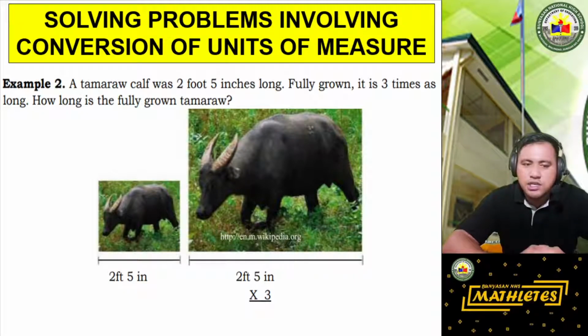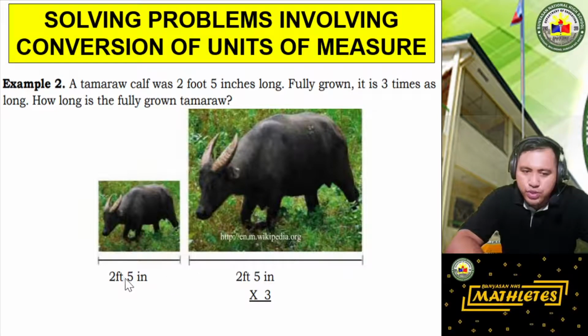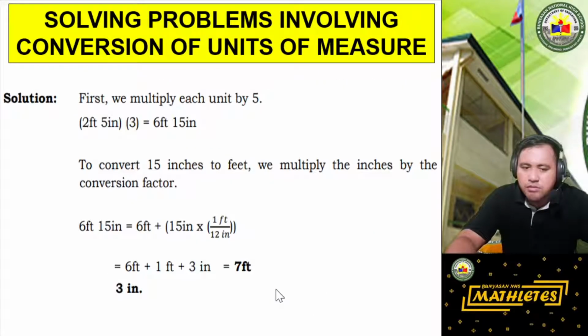Next is example number 2, the tamaraw. A tamaraw calf was 2 foot 5 inches long. Then fully grown, it is 3 times as long. How long is the fully grown tamaraw? So, ang baby tamaraw, mayroon siyang laking 2 feet or haba na 2 feet and 5 inch. Kapag lumaki na, magiging 3 times longer. Okay, we have 2 feet 5 inch times 3.